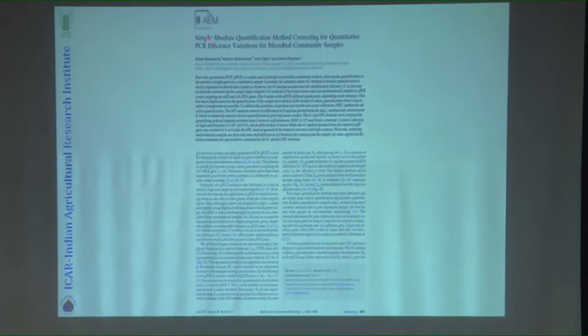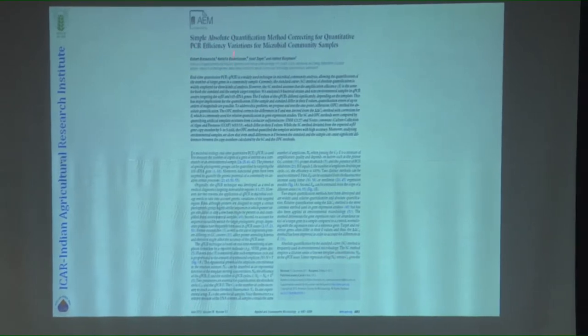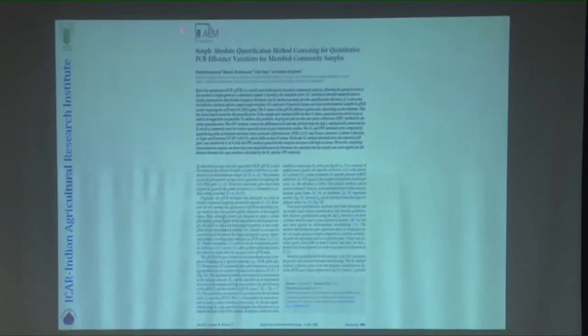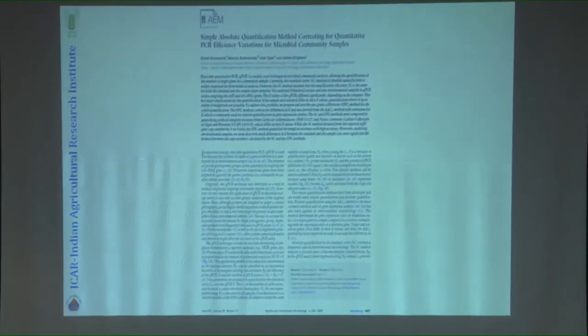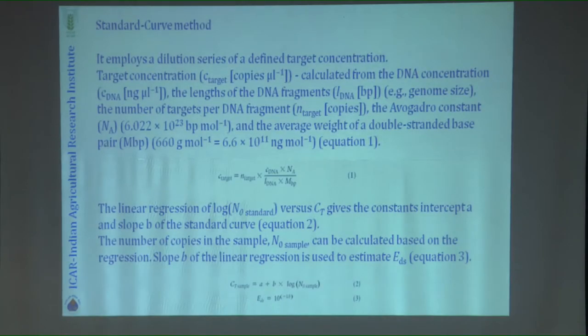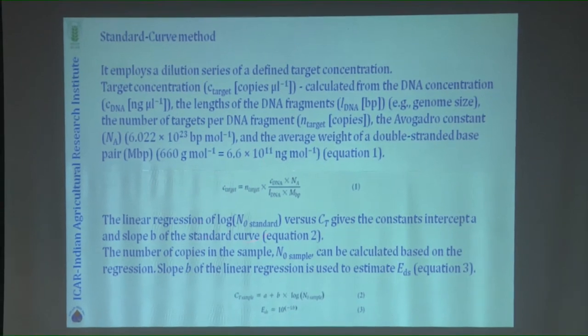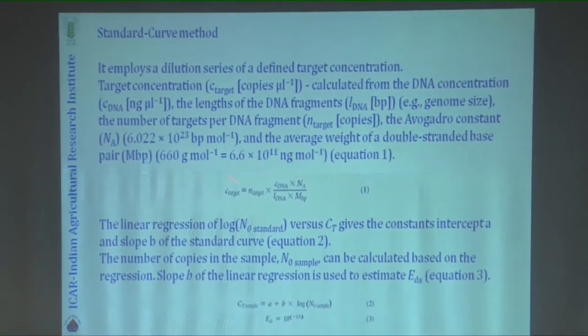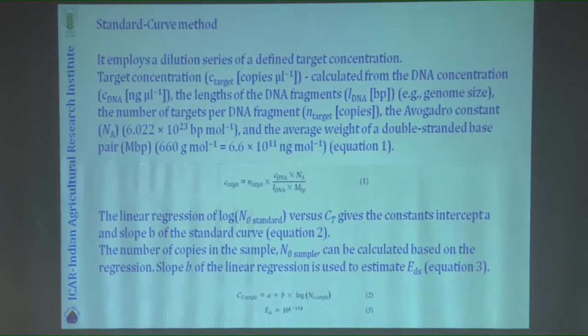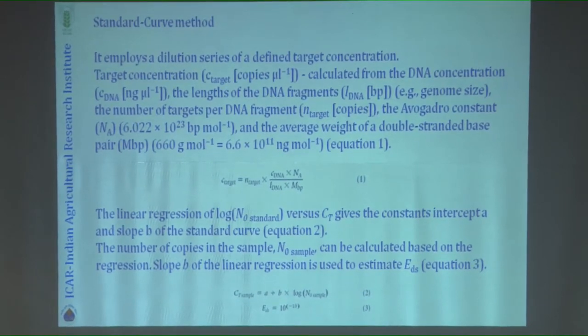I like the one published in the Journal of Applied and Environmental Microbiology, where they talk about a simple absolute quantification method correcting the quantitative PCR efficiency variation in microbial community samples. There are several papers on quantification methods, where they talk about the standard curve method, the equations are given, and how to make use of this to quantify the amount of sample you have in a PCR reaction.